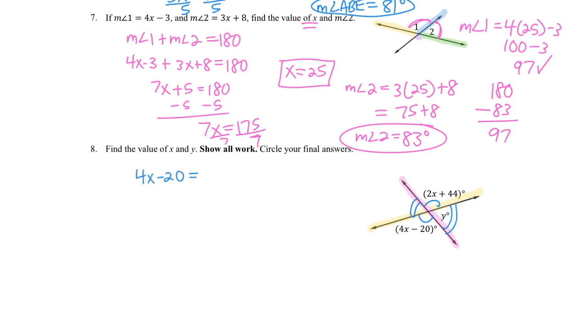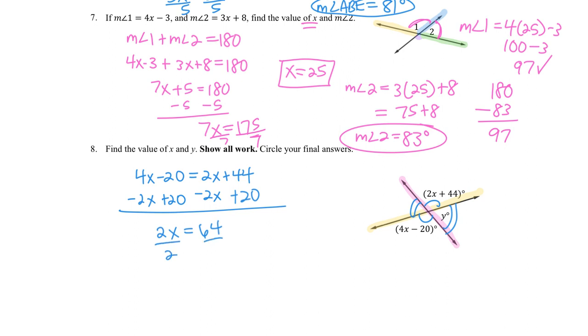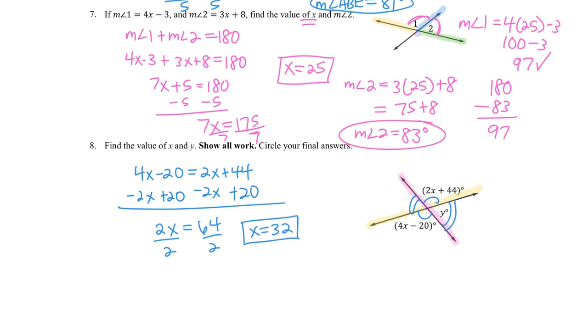So 4x minus 20 is going to equal 2x plus 44. Then we're going to solve that equation. It doesn't take us very long to solve this. So I'm going to subtract 2x from both sides and add 20 to both sides. And so I get 2x is equal to 64. Divide by 2 and you get x is equal to 32. I am going to box that up because that is something that I'm supposed to find right here. It says find x.